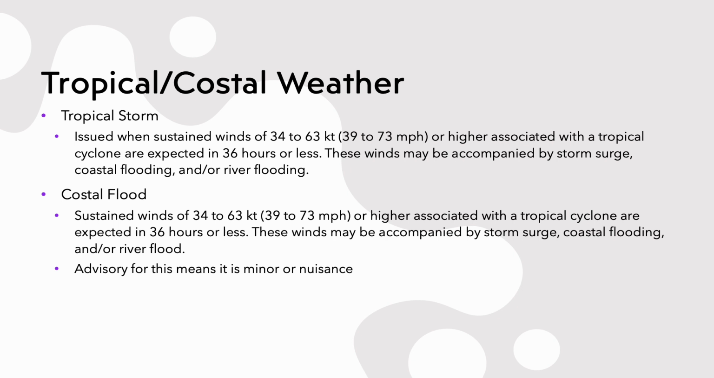Tropical and coastal weather are obviously not as likely to happen in our local area of NWA, but for anybody else that could be watching, I did want to touch on it. A tropical storm is issued when there are winds from 39 to 73 miles per hour. This is associated with a tropical cyclone, and it could be expected within 36 hours. The winds could also be accompanied by a storm surge, coastal flooding, and or river flooding. And then a coastal flood can also occur within these same conditions. Usually a coastal flood advisory means that it is a minor version of a coastal flood.